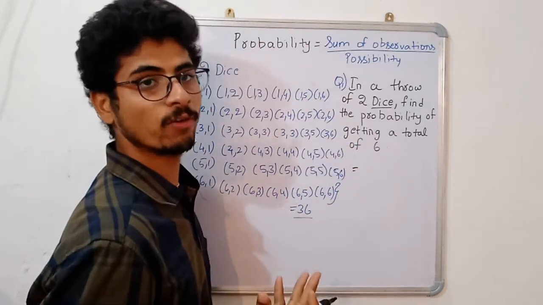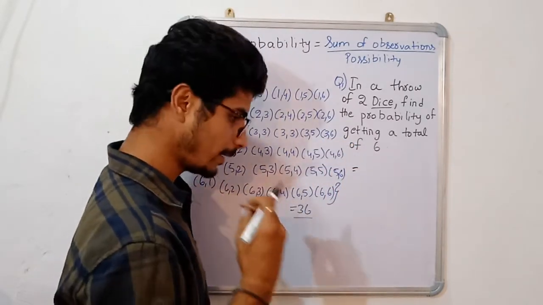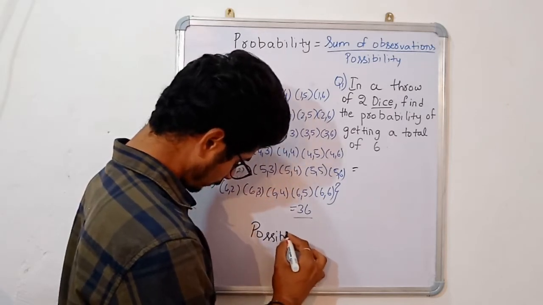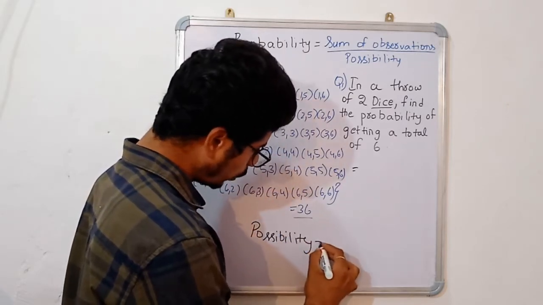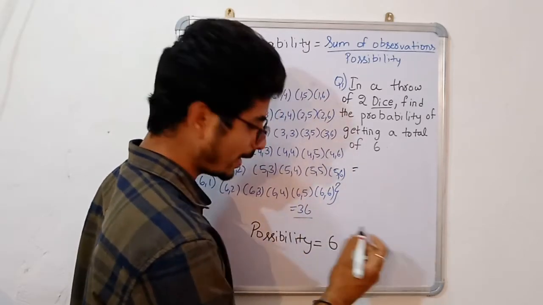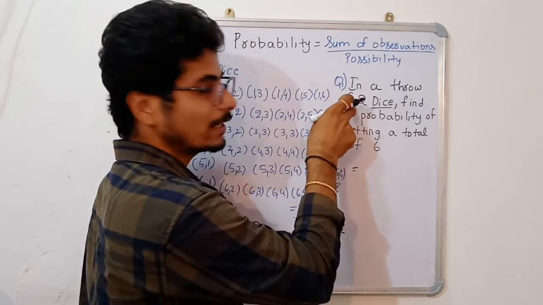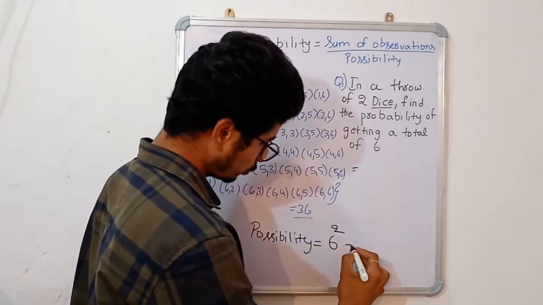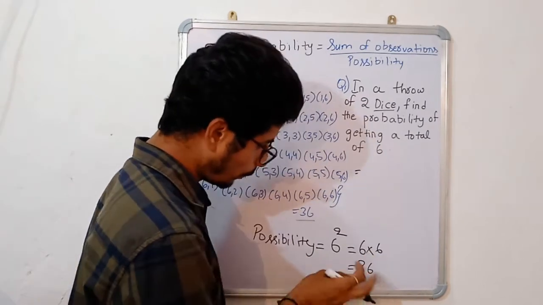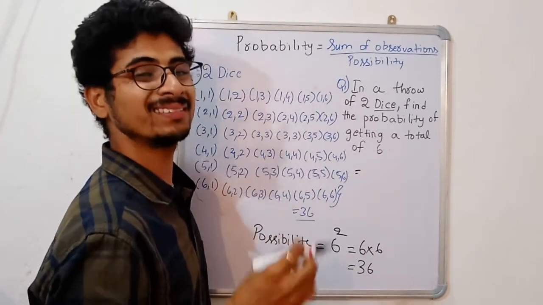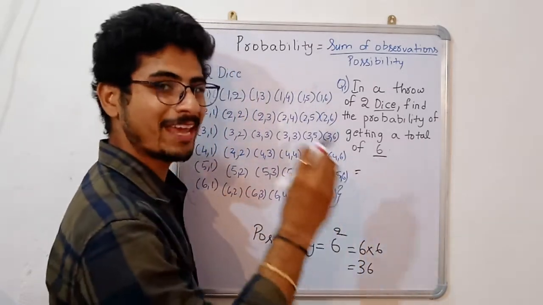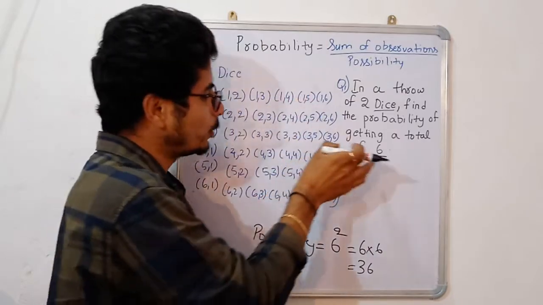Probability equals sum of observations by possibility, right? So the possibility for 2 dice is 6 in the base and the number of dice is 2. As in the given question we have 2, so 6 square, 6 into 6 equals 36. We need to find the sum of observations, right? So the observation is 6. When we add these two, the total needs to be 6.